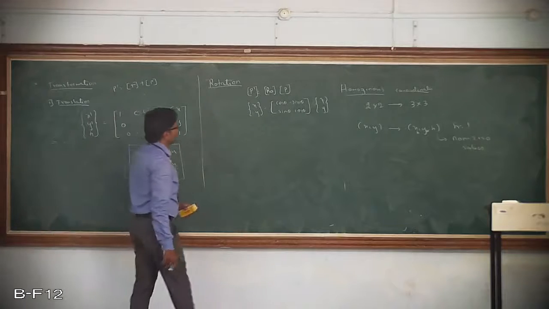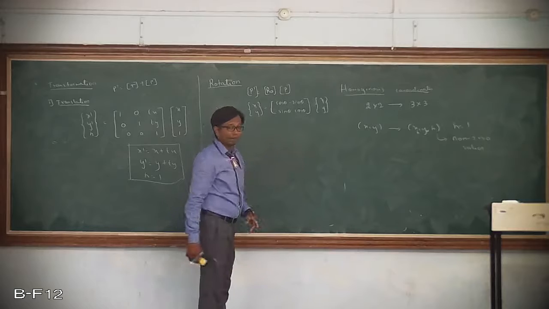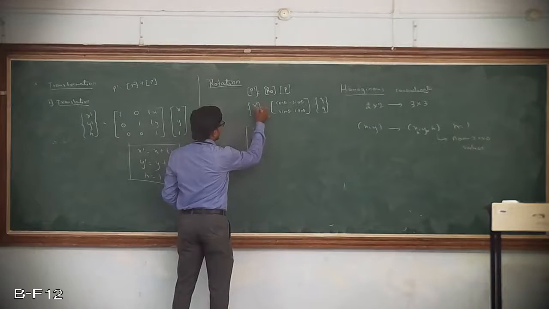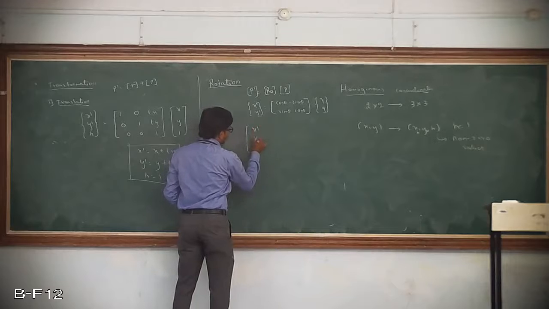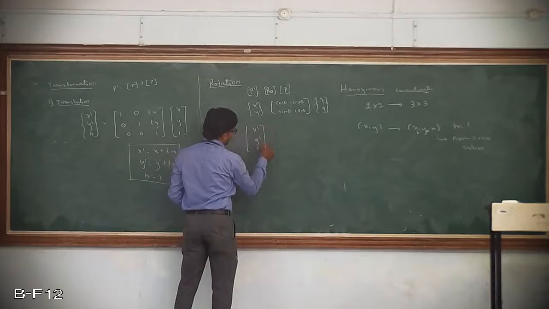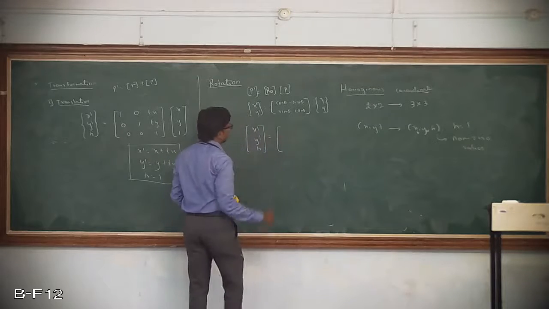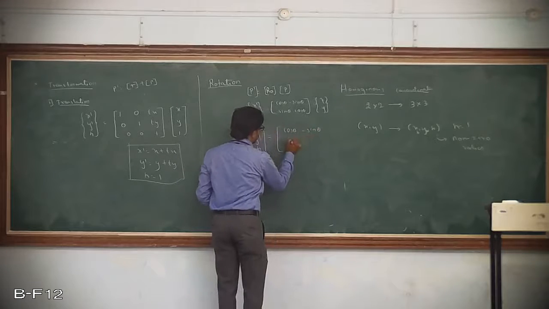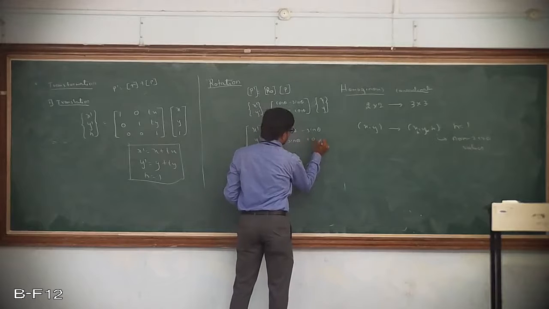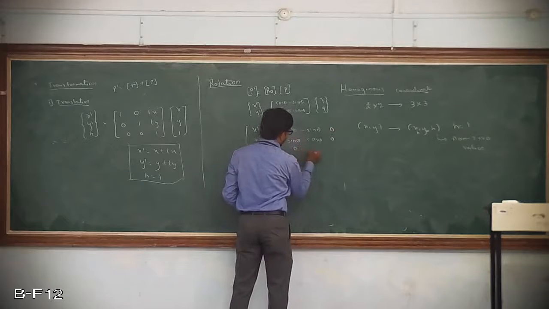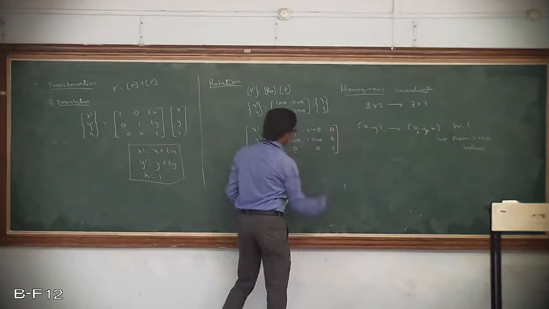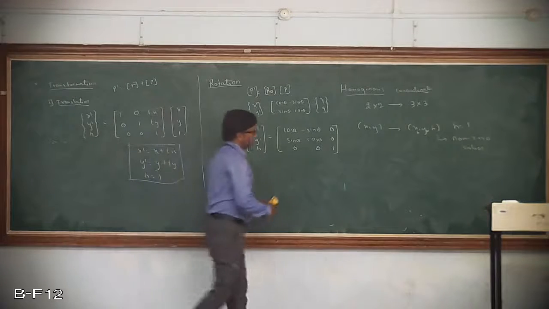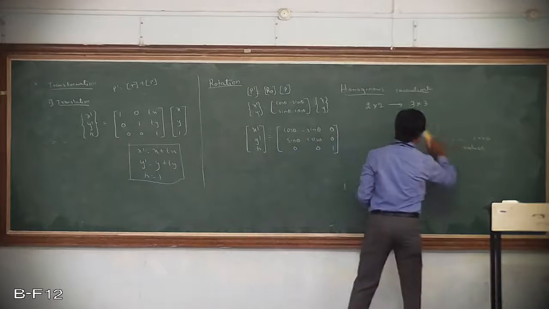How we will do it? Without altering the equation format, we have to do it. So I have already told you. So this is x dash, y dash. So x dash, y dash, h will be equal to cos theta, minus sin theta, cos theta, 0 0 0 0 1. So this will be the 3 by 3 matrix which we are getting for the rotation, the homogeneous matrix.